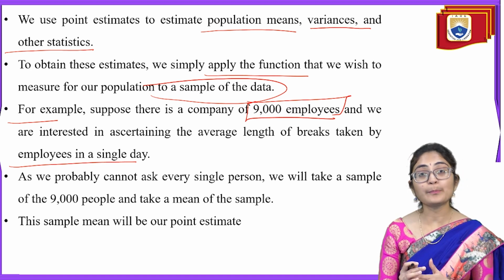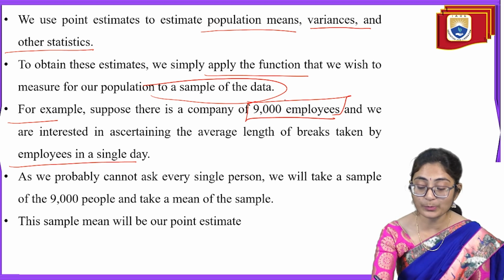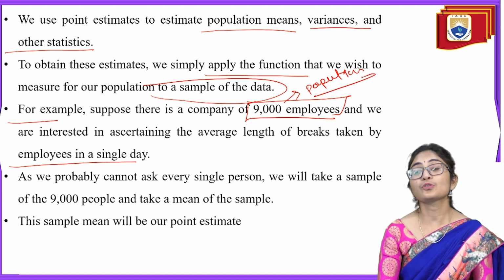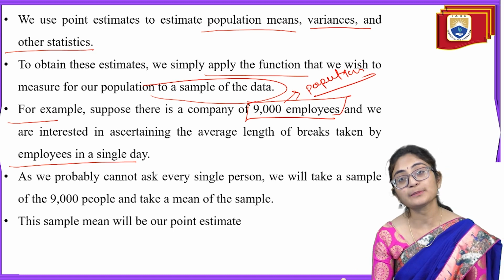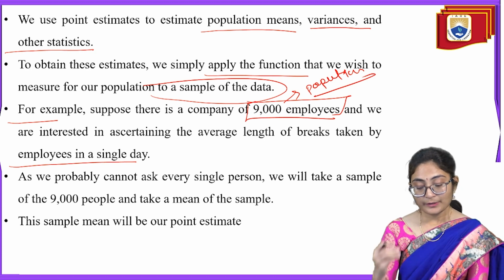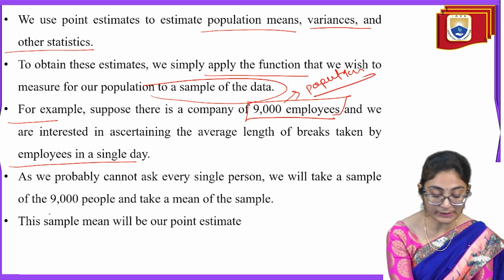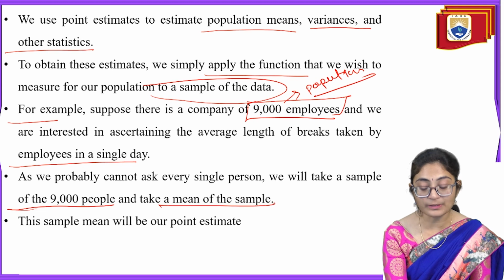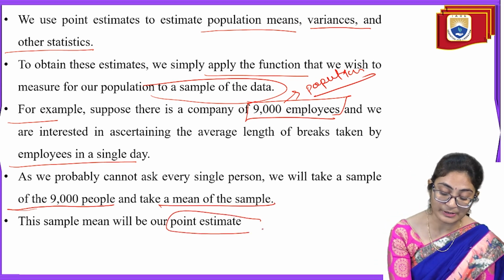We probably cannot ask every single employee, and it's not possible because the population is so large. For now, 9,000 is your population. We can't go to everybody and ask about break time. So what we will do is take a sample of the 9,000 people and take the mean of the sample. This sample mean will be our point estimate.